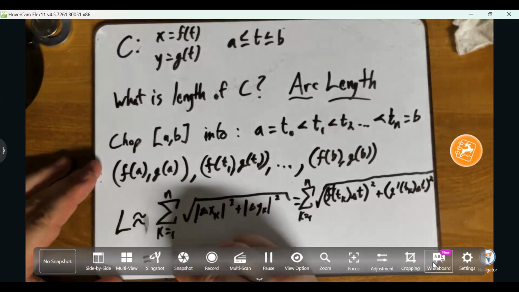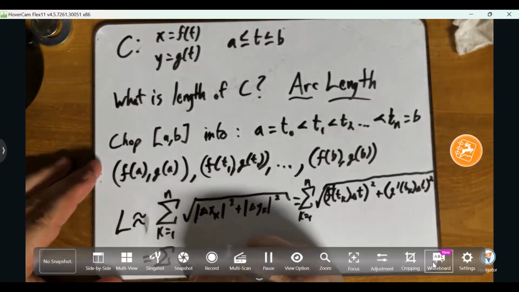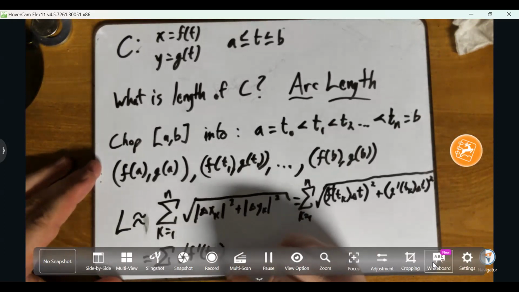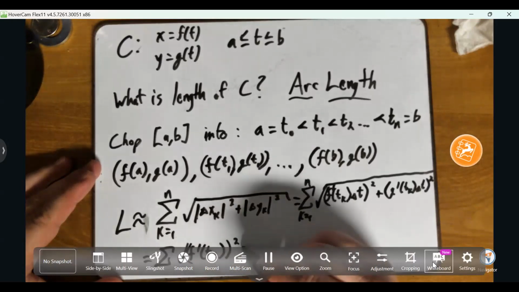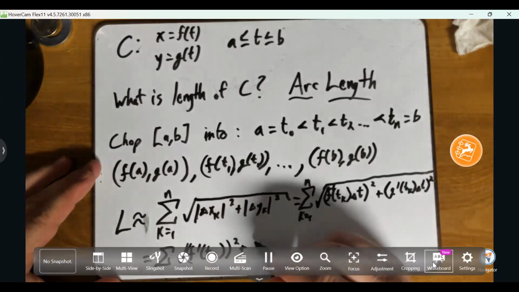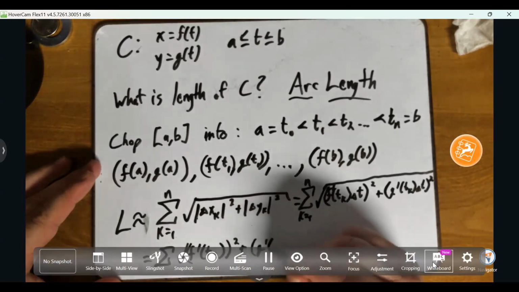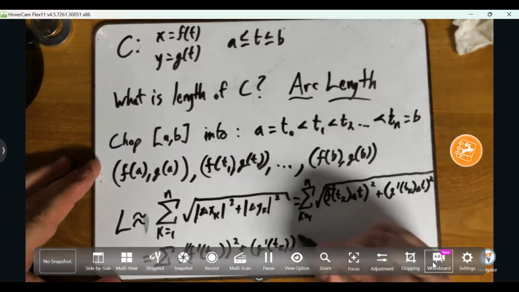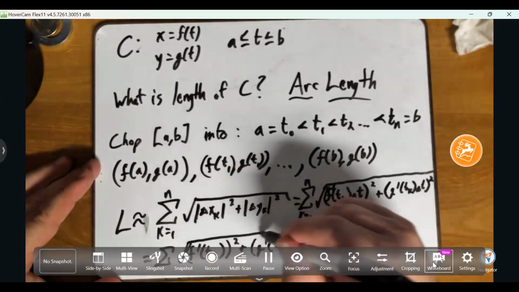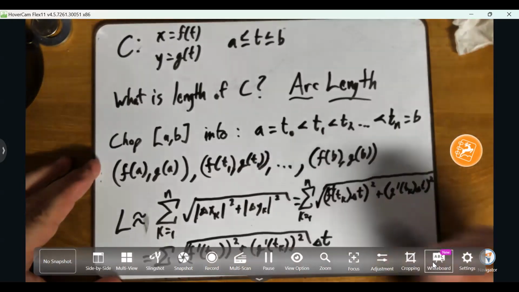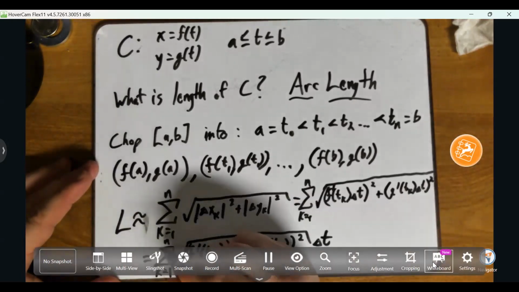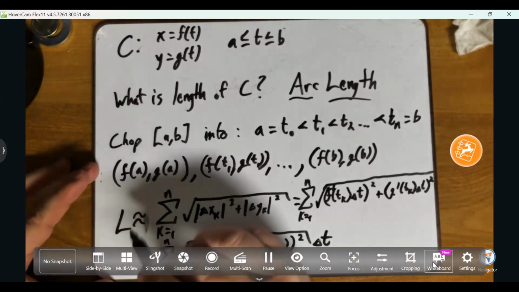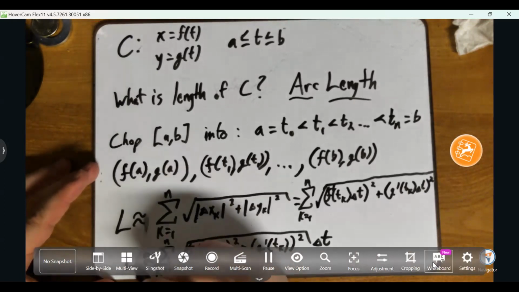So then I am adding up the square root of f prime of t_k squared plus g prime of t_k quantity squared. Take the square root on the outside. We took the square root, so there's a single delta t. And so the length is about equal to that.